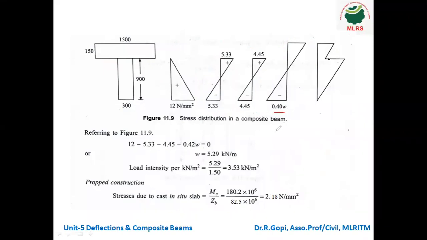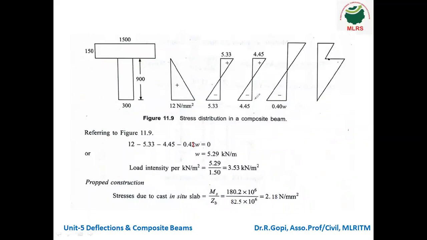What is the stress due to live load at bottom? It is 0.42 W. Now the resultant stress is 0, so we have to equate the resultant stress to 0. There is no tensile stress. So you add all the bottom values, which is equal to 0. That means 12 minus 5.33 minus 4.45 minus 0.42 W. Is it 42 W or 0.44? Okay, 0.42 W. Here they mentioned it wrongly.